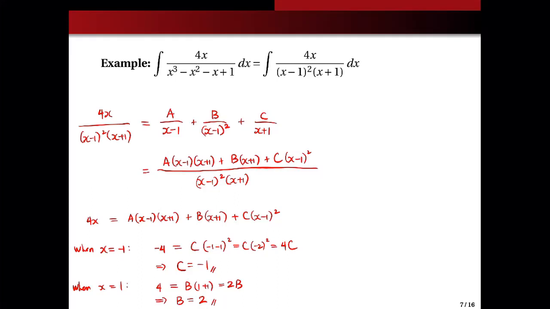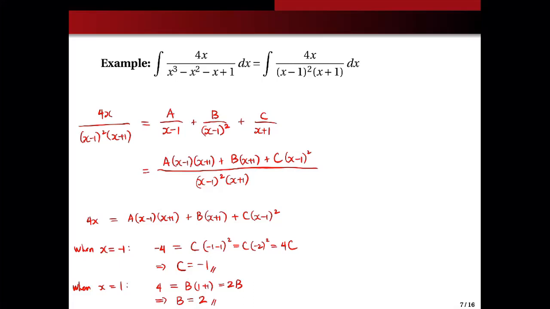And now you have values for c and b. However, b and c, we want to cancel them to get a. But b and c, for this part here and for this part here, they don't have any common factor. So they will not disappear at the same time. So what we will do is to use the values of b and c now, and then choose a value for x. Correct?